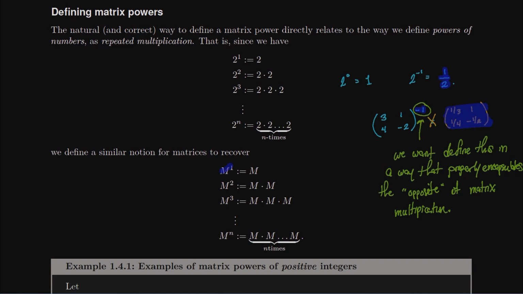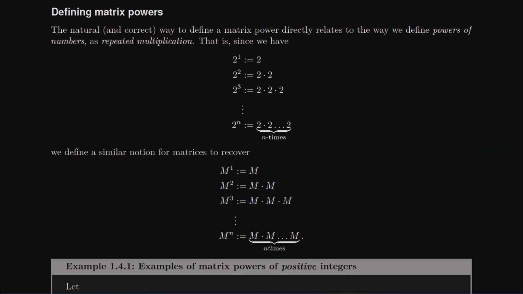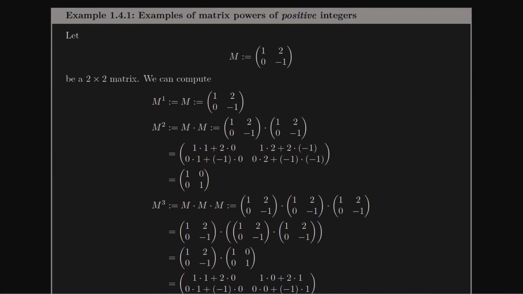So naturally, we're going to define the positive powers of a matrix to just be the matrix multiplied by itself that many times. So M cubed would be M times M times M, but we should just keep in mind this is interpreted as matrix multiplication, the way that we've already been studying matrix multiplication. Okay, so positive powers are really not too bad to define. Let's look at an example of some matrix powers to positive integers.